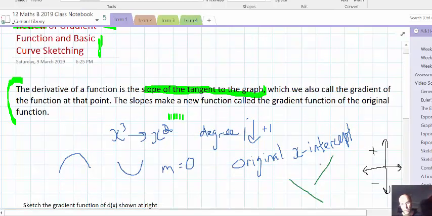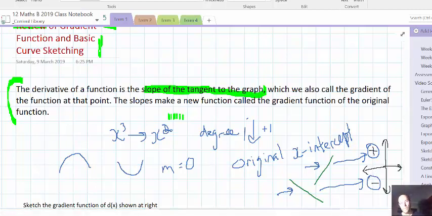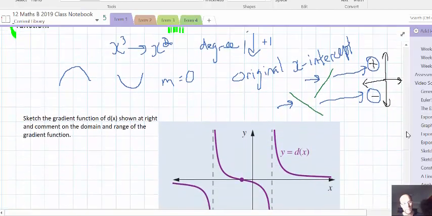So if the original function was like this green line, that means it's got a positive gradient. Its gradient function will be above the x-axis, because that's when its y value is positive, and when the original function is falling or has a negative gradient, in that interval the gradient function will be below the x-axis because its gradient is negative. So there are some key things. Let's have a look at it in action now.